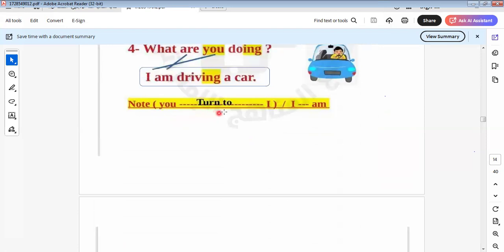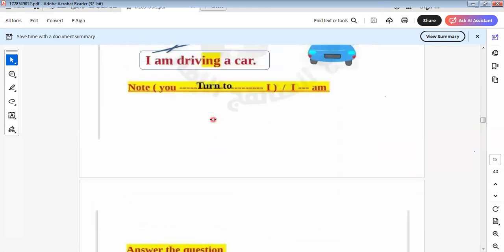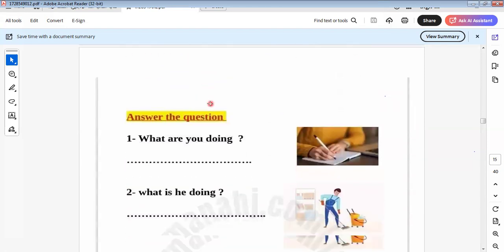Here we say, no, turn you to what? To I. So I replace you in the question form by I. Like we say here, what are you doing? So the reply will be I'm driving a car. Okay.